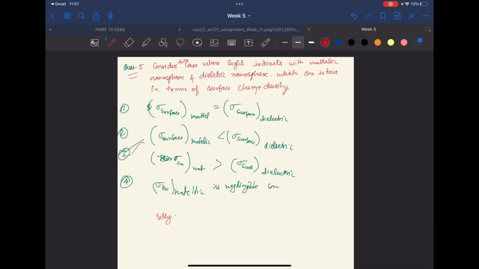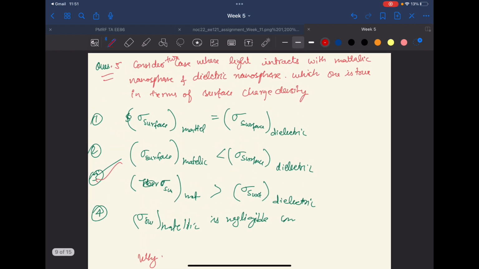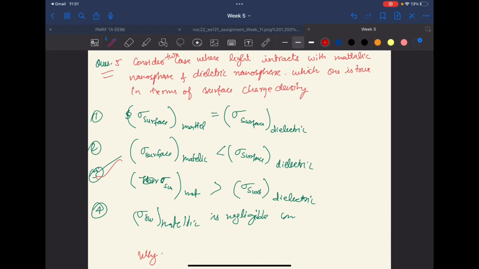Similarly, question number 5: consider two cases where light interacts with a metallic nanosphere and a dielectric nanosphere. Which one is true in terms of surface charge density? The statement that sigma of the metallic surface is less than sigma of the dielectric surface is wrong, because the metallic surface is always greater than the dielectric. So for this reason answer 3 is correct.